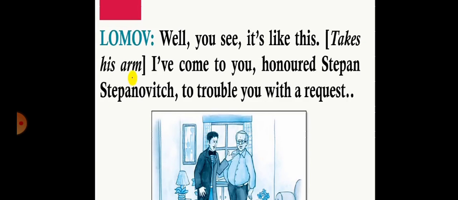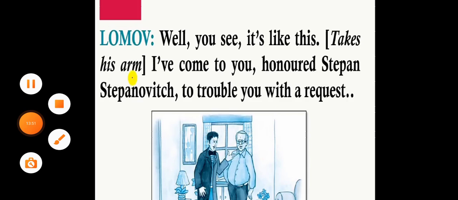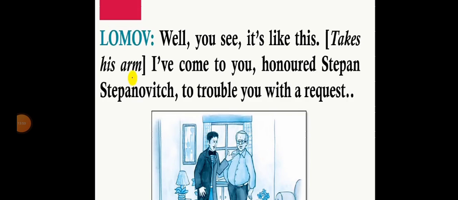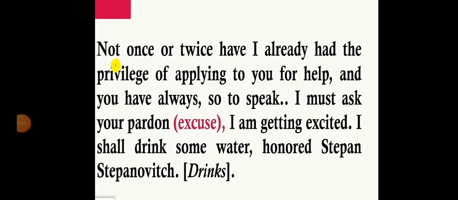Lomov: Well, you see, it's like this. I have come to you, Stepan Stepanovich, to trouble you with a request. So he is saying that I have come over for something, and I have already had the privilege of applying to you for help, and you have always... I must ask your pardon. I am getting excited. I shall drink some water. Honored Stepan Stepanovich.